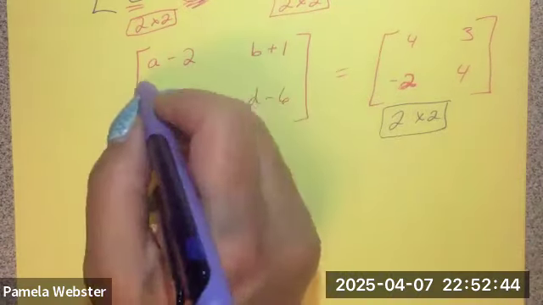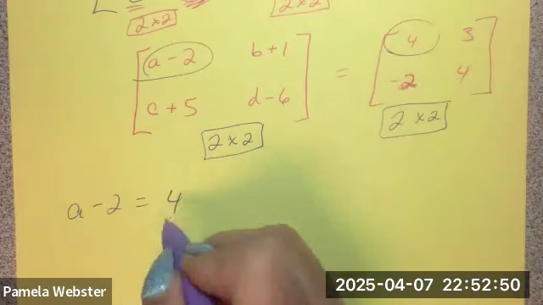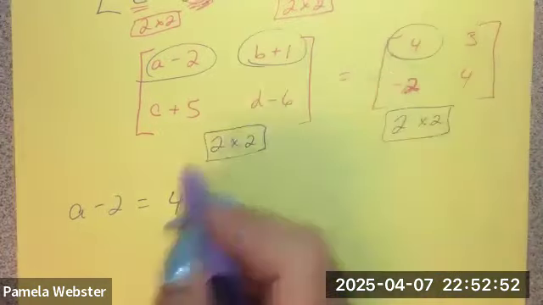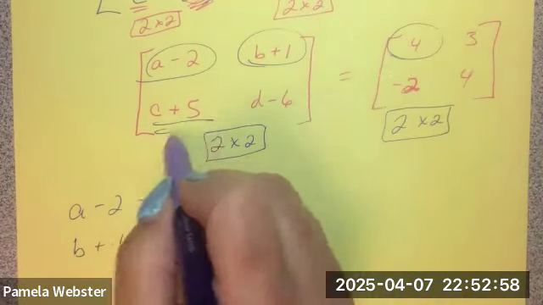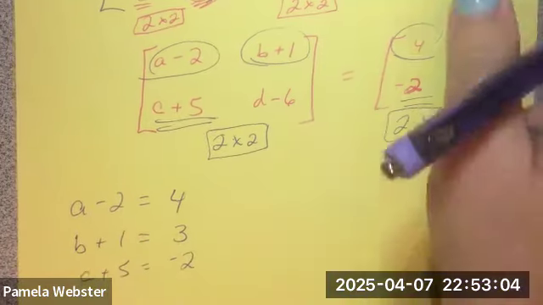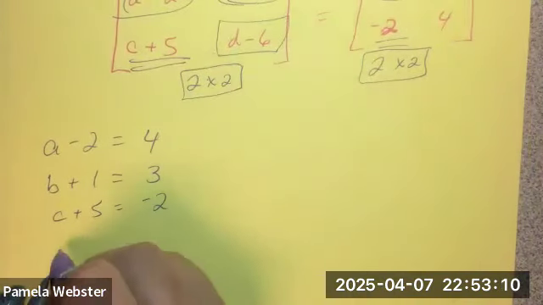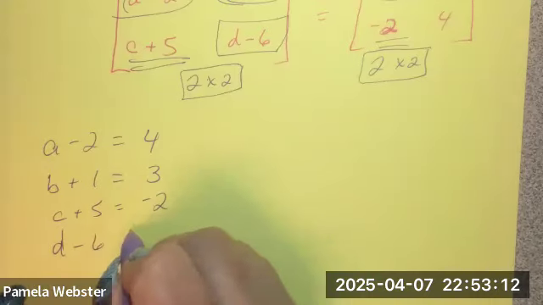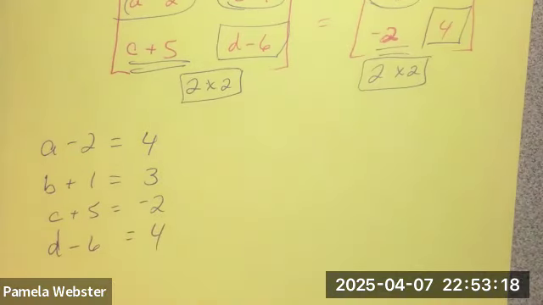So when I read this, I see a minus 2 equals what? 4, right? And I see b plus 1 equals what? 3. And c plus 5 equals -2. And last but not least, I see d minus 6 equals 4. Okay, so what I have here, they're kind of weird, but we can deal with it. I have 4 little bitty equations that I can solve.